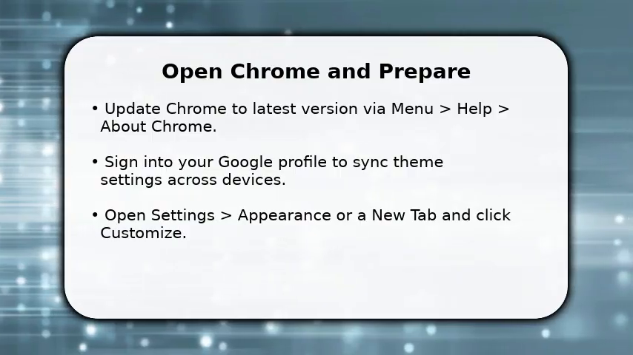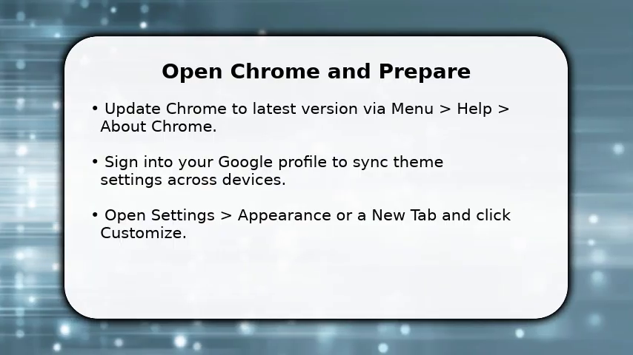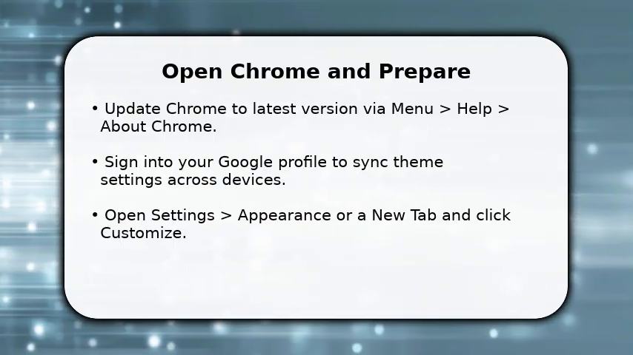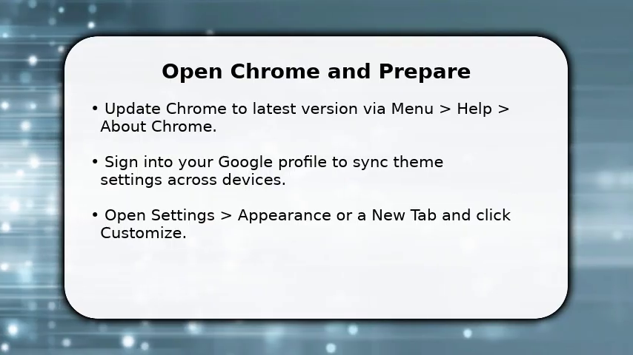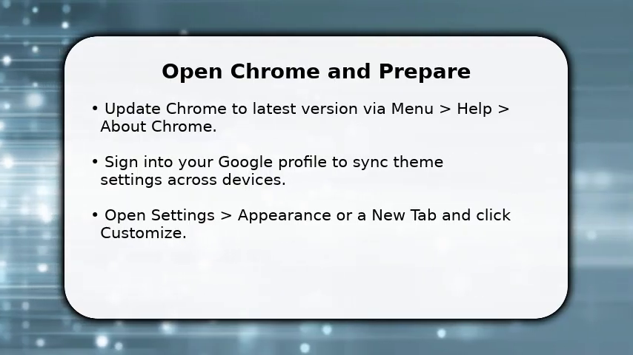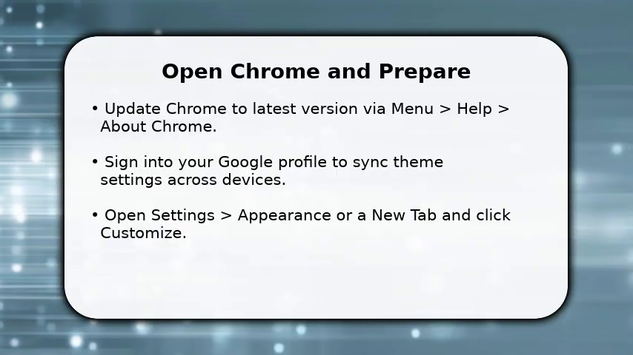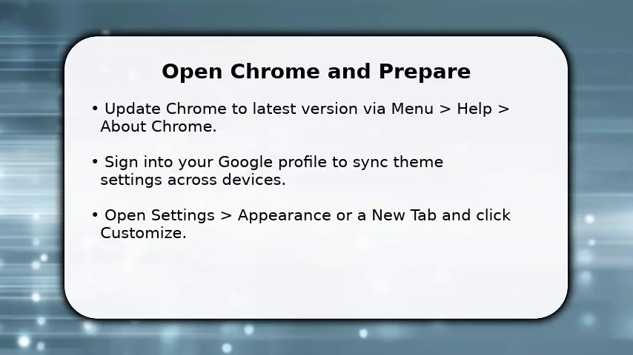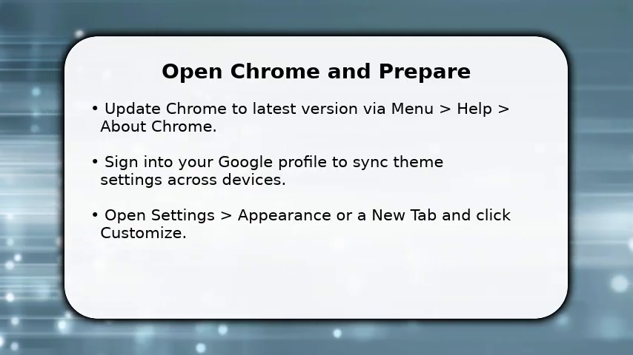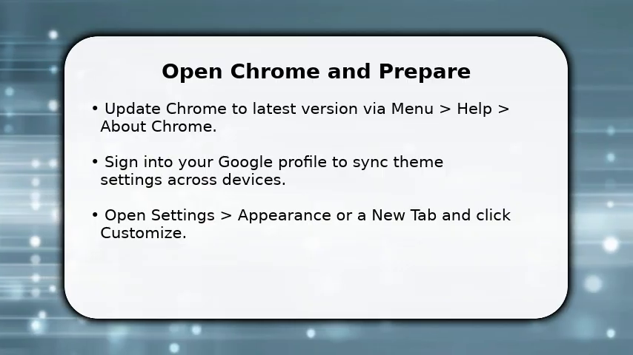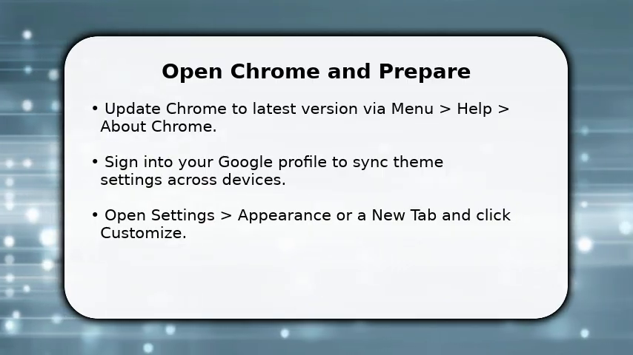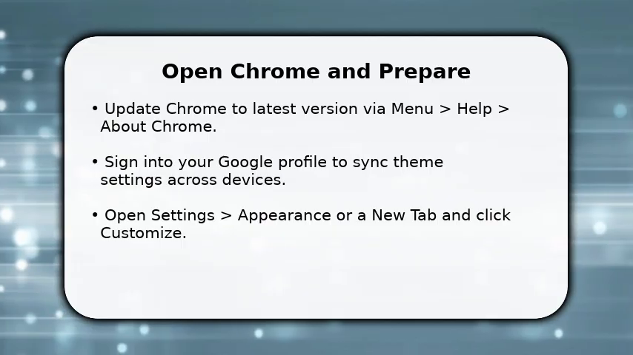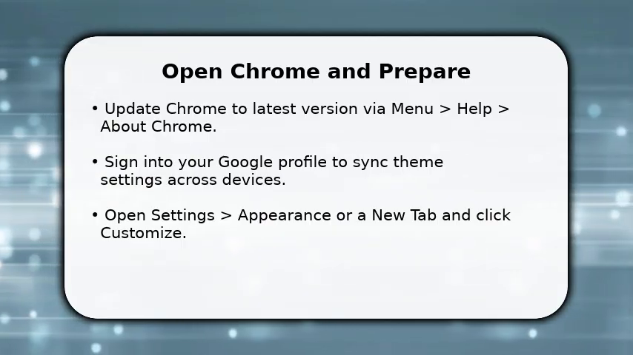You start by ensuring Chrome is current and you're signed in so themes sync. This avoids mismatched looks across devices. Once done, open Settings and go straight to Appearance, or open a new tab and click Customize in the bottom right. Make sure you have a stable internet connection if you plan to use the Chrome Web Store. This gets you to the controls you need without unnecessary delays, so you can pick or modify a theme immediately.